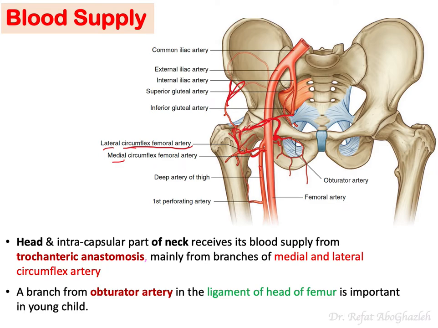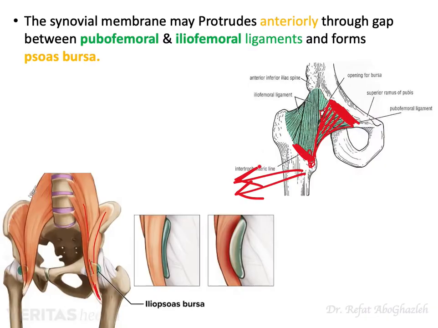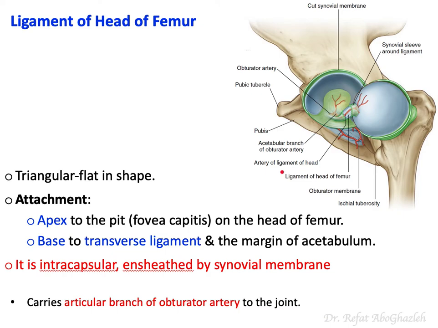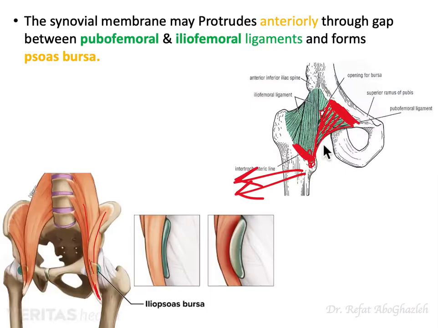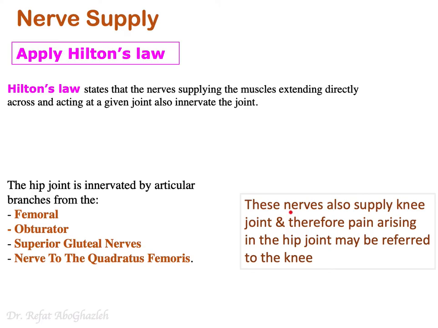This articular branch, if you remember, let me show you where that is. Yes, here is the artery of the ligament of the head, right, which is the articular branch of the obturator artery. This is the obturator artery here that gives the articular branch that passes with the ligament of the head of femur and is covered, of course, by synovial membrane. So this is mainly the blood supply of the hip joint.